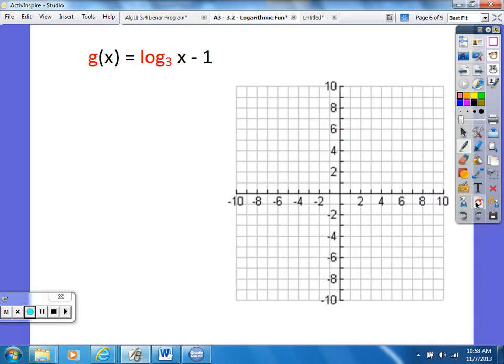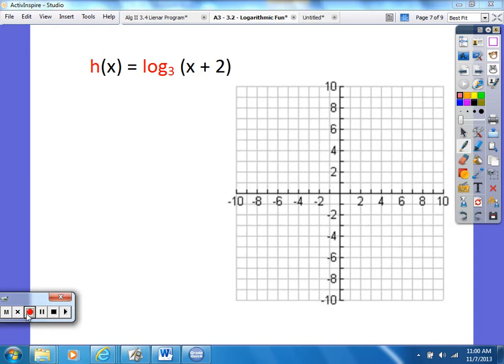Okay. Let's do another one. So here's our next problem. Now, is there anything added or subtracted at the end? No, nothing at the very end. That x plus 2 is on the inside of parentheses. So it doesn't count because the log is being taken with that. So in this case, I get to rewrite it as 3 to the y equals x plus 2.